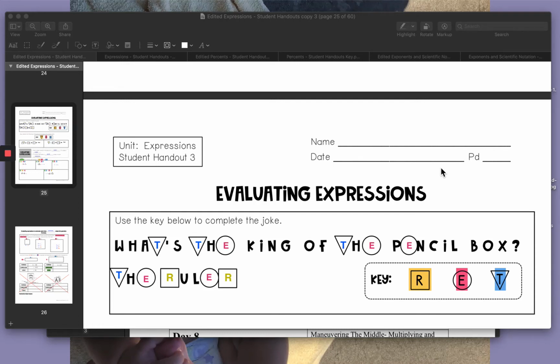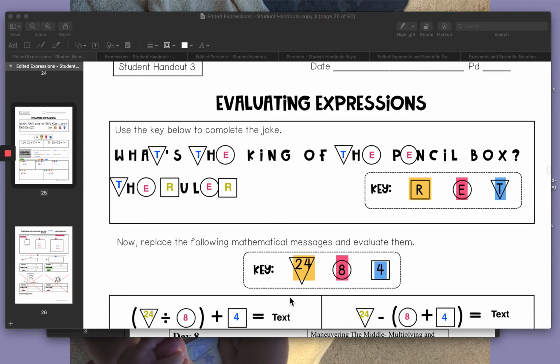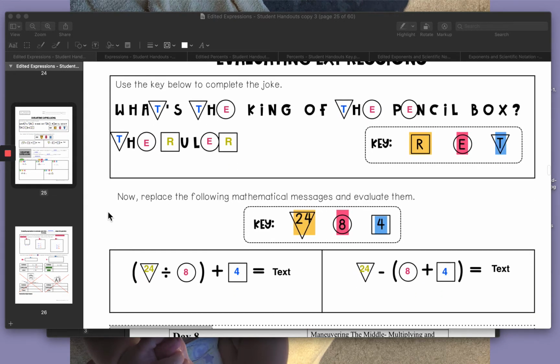Hello everybody. Today we are evaluating expressions, so we have to use the key below to complete the joke. In your key, your blank squares are going to be substituted with the letter R, your circles are going to be substituted with the letter E, and your blank triangles are going to be substituted with the letter D. So we're taking these letters and plugging them into the shapes they go with. The joke says, what's the king of the pencil box? The ruler. Get it?